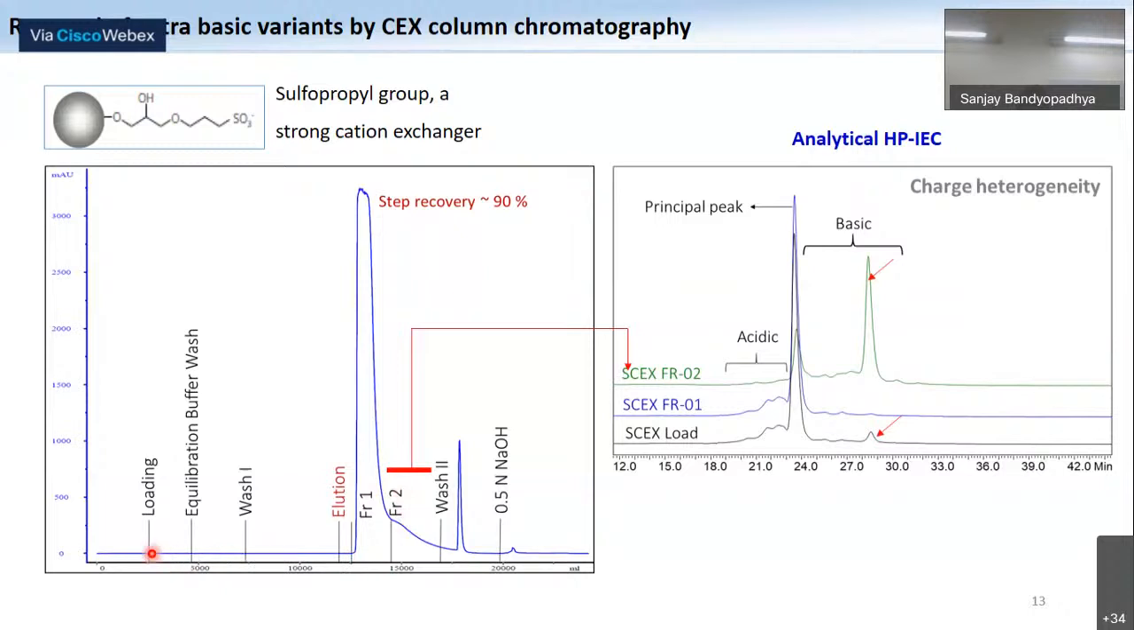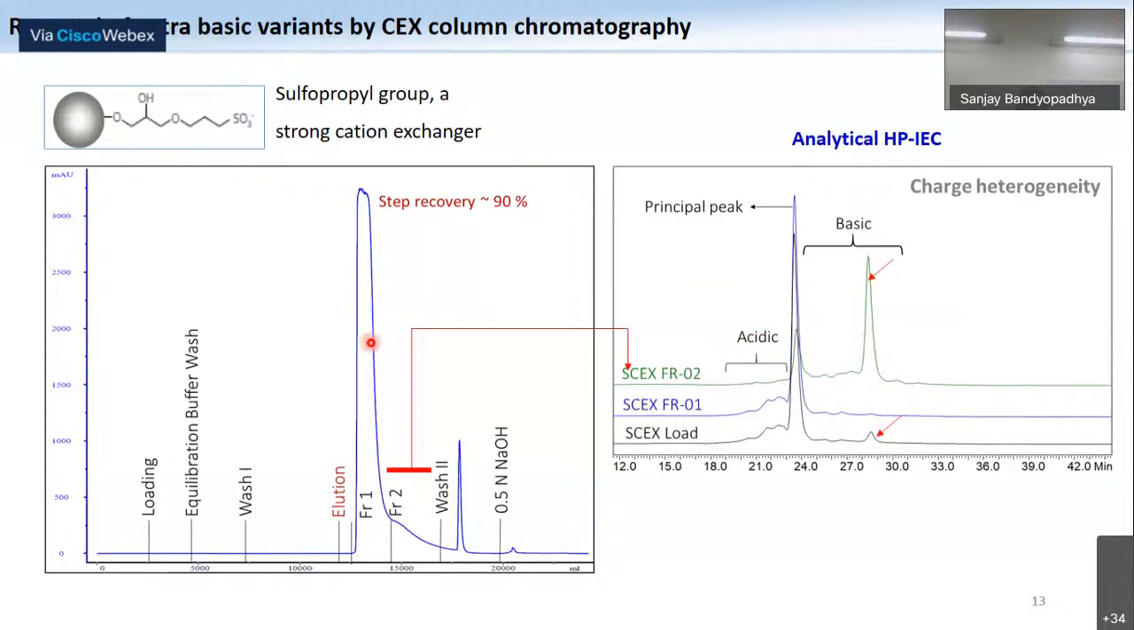As you can see in the process chromatography, the protein came out with a peak and it was fractionated as fraction one and two. They were analyzed by high performance ion exchange chromatography at analytical scale, and as you see here, the load, the crude sample, was showing a peak over here, which we did not want to have in our product. By using this chromatography and differentially fractionating the eluted protein, we could get rid of this peak in the final product as shown here. And where did we actually remove them? In the later fraction during elution. As you see, one of the basic isoforms came out largely in that fraction.